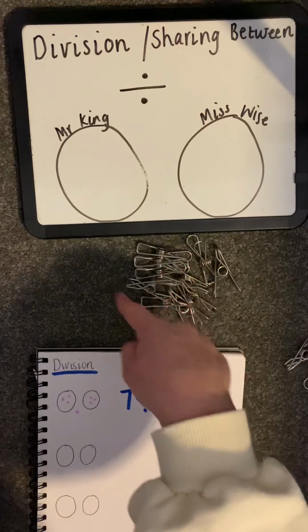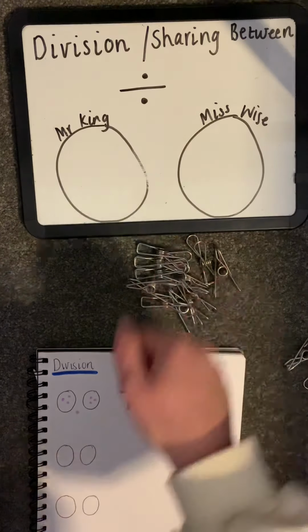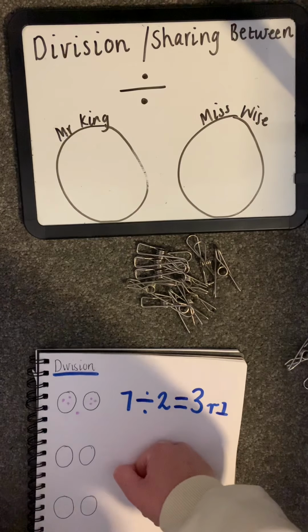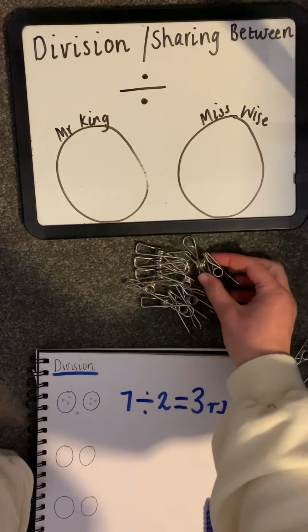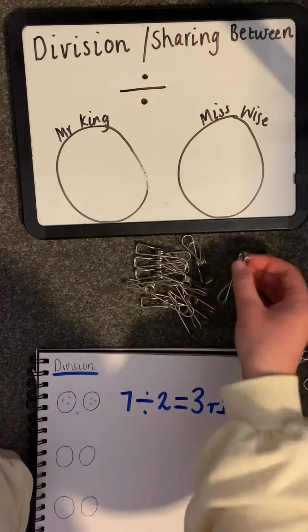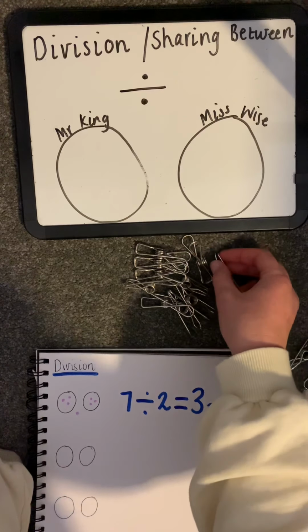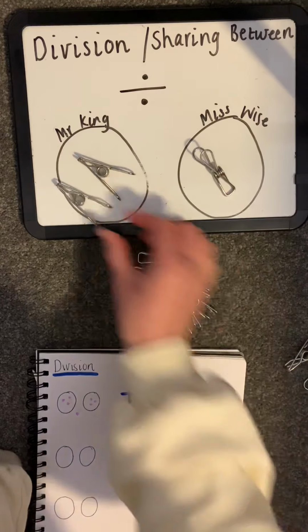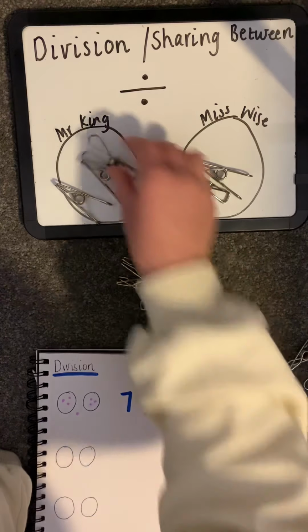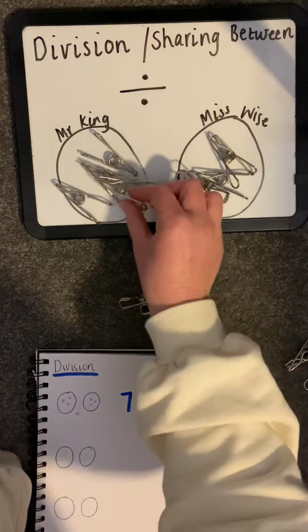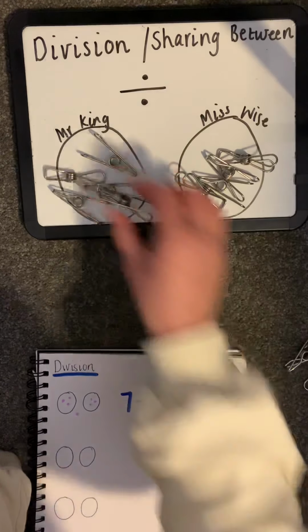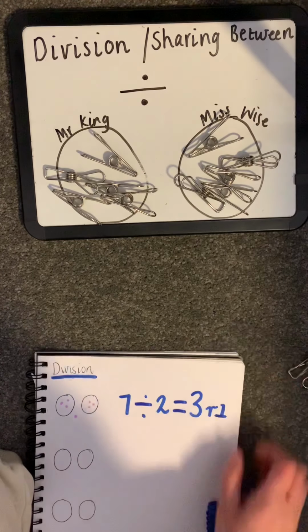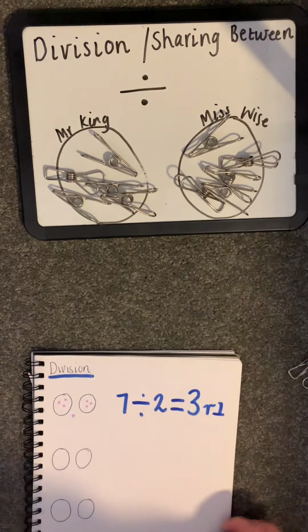Okay, so I've got 10 pegs and I'm going to share them equally between Mr. King and Miss Wise. I know how much they love these magic pegs, so I need to make sure that they are shared equally. 1, 2, 3, 4, 5, 6, 7, 8, 9, 10. Oh, wow, I didn't have any leftovers that time.